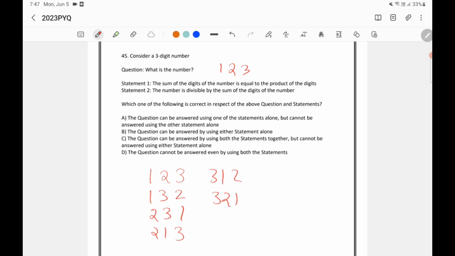Now let's read statement 2. The number is divisible by the sum of the digits. So here in all these cases, the sum of the digits is 6 because 1 plus 2 plus 3 is 6. So we have to check which of these numbers are divisible by 6.